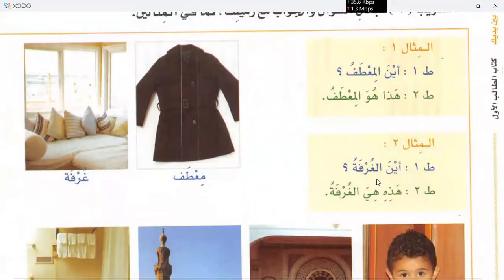Ayn al-ghurfa? Where is the room? Hazihi al-ghurfa. Here it is, the room. So you see, for a masculine thing we use haza huwa, and for a feminine thing we use hazihi. Any word which has this round ta marbuta at the end is considered a feminine word in Arabic.